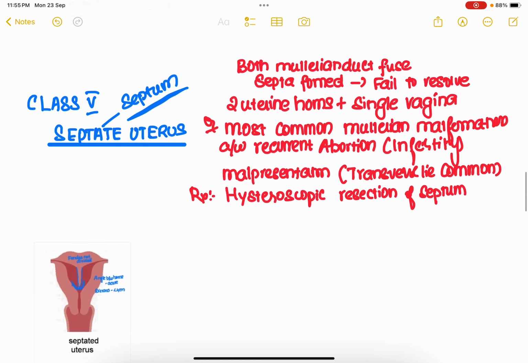Is that clear? So what is the ideal treatment? Septa is the problem here, so please resect that septum. Through the hysteroscope, you are going to resect the septum, which is termed hysteroscopic resection of the septum, and it is the treatment of choice for septate uterus. Is that clear? Yes. The most common Mullerian malformation is septate uterus, followed by the bicornuate uterus. The most common Mullerian malformation associated with recurrent abortion is also septate uterus.